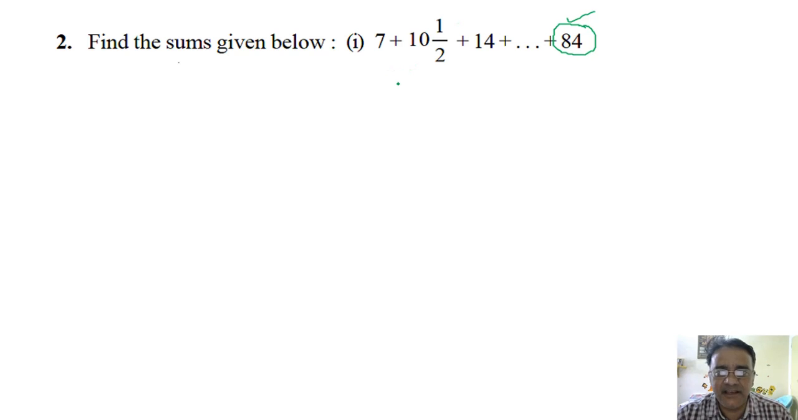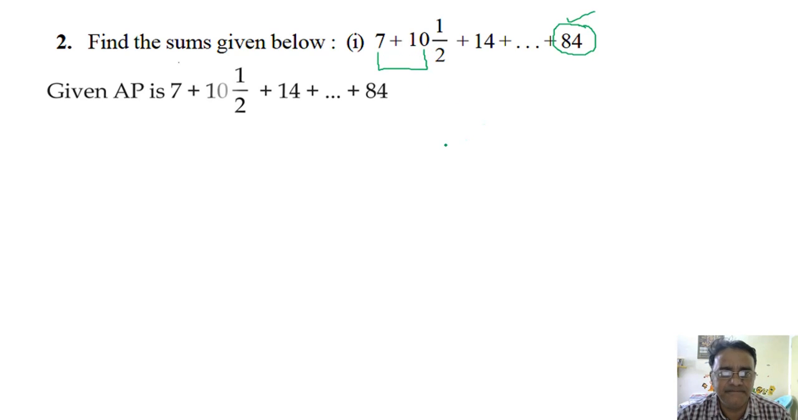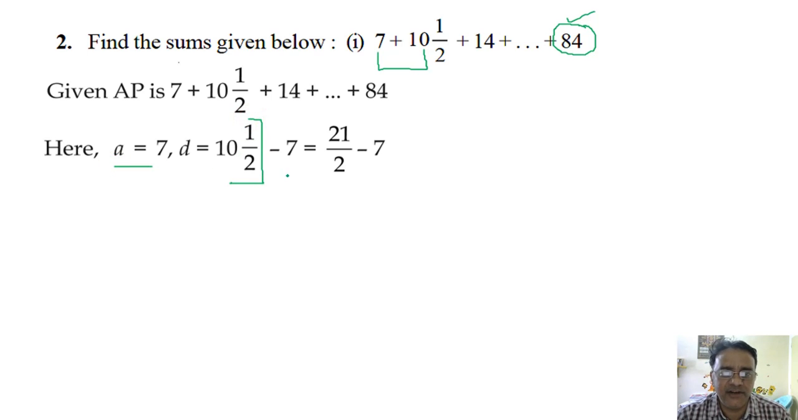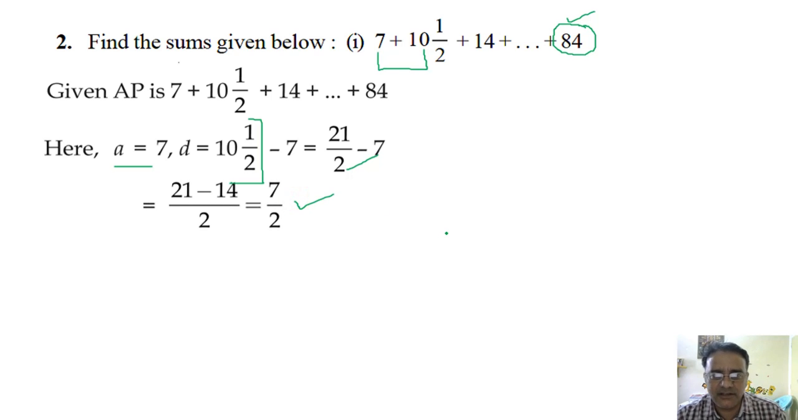So what is A here? 7. And what is the common difference? This minus this, A2 minus A1, right? So A is equals to 7 and D is equals to 10 half minus 7. So 10 half we can write 21 by 2, minus 7 means (21 minus 14) by 2. So how much we are getting? 7 by 2. Right. So we got A and D.